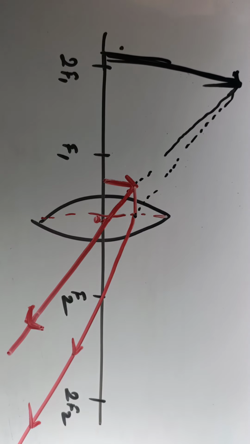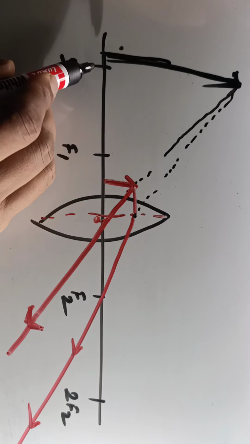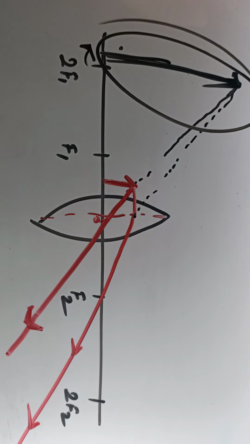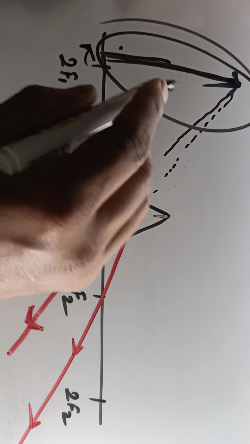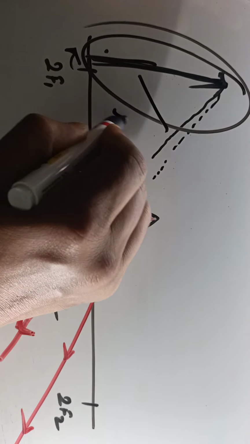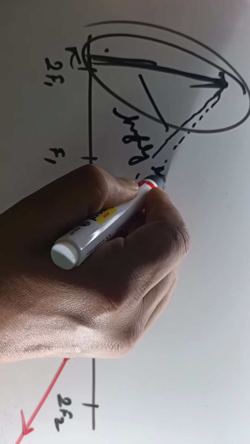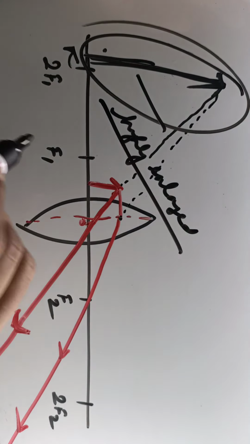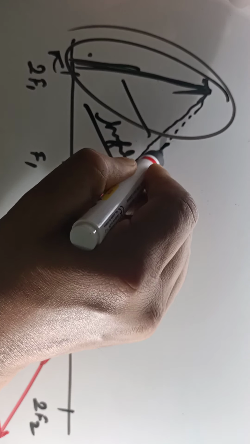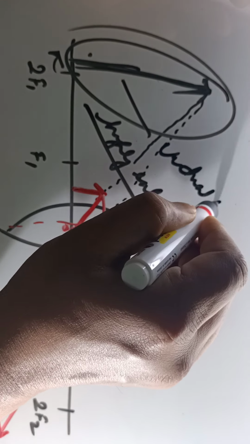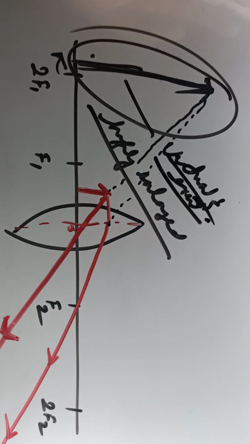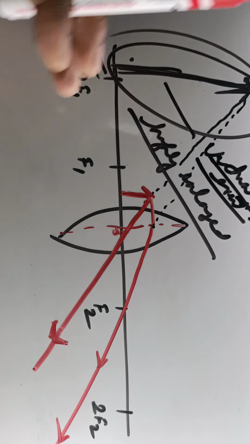The image is formed behind 2f1. It is a highly enlarged image. And since it is above the principal axis, it is going to be virtual and erect. Above the principal axis, so virtual and erect. That's it. Great.